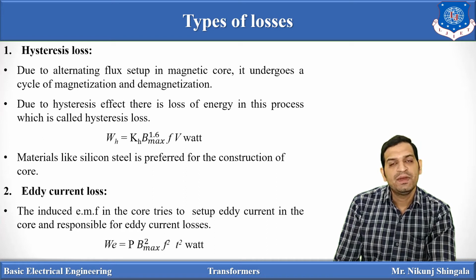It is given by a mathematical expression. It can be represented by WE is equal to P into Bmax square into F square into T square watt, where P is a constant, Bmax is the maximum flux density, and F is the frequency of the input voltage. So these are the two losses which are known as iron losses. Basically, hysteresis loss is due to the magnetization and demagnetization cycle, and eddy current loss is because the induced EMF in the coil tries to generate some current, that is nothing but the eddy currents, and because of the eddy currents, losses take place in the core.